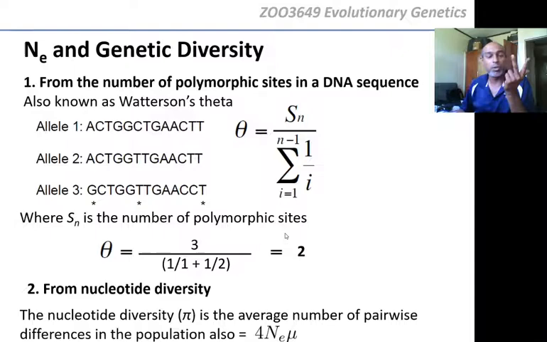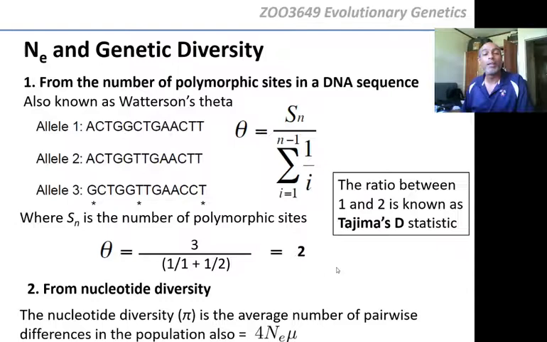Okay, so the first pair had 2 differences, the second pair had 2 differences, and the third pair has 2 differences. So what is the average number of pairwise differences? It is 2 plus 2 plus 2 divided by 3, which will give you 2. So we get 2 again. So we calculate theta in another way, and we still get theta equals 2. Okay? And so the ratio between the theta calculated from Watterson's theta and nucleotide diversity pi is known as Tajima's D.